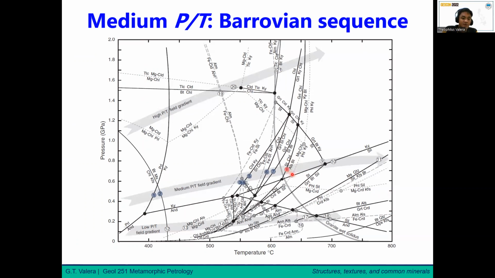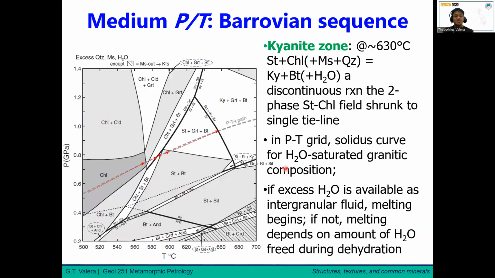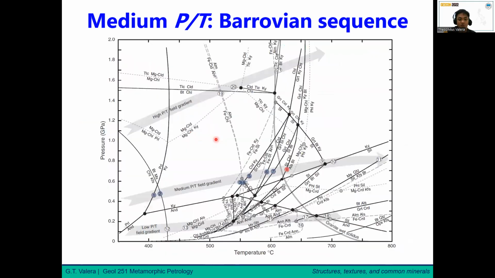So, now, let's look at yung further pa. So, tapos na tayo sa staurolite zone. Yun na naman medyo magulong part. Now, we move on to the kyanite zone. Sa Barrovian series pa rin to. So, medium PT. So, kyanite is introduced around 630 degrees Celsius through the reaction staurolite plus chlorite equals kyanite plus biotite. This is a discontinuous reaction that the two-phase staurolite plus chlorite field shrinks to a single line. In the PT grid, the solidus curve for water-saturated granitic composition is crossed also. Ito yon. Yan. Ito yung granite wet solidus.